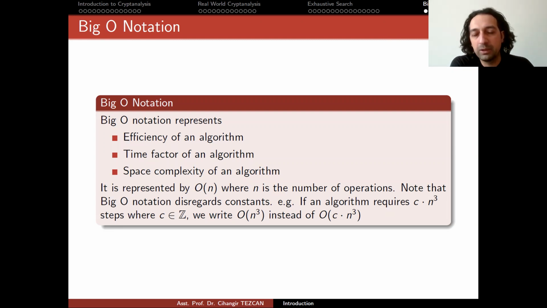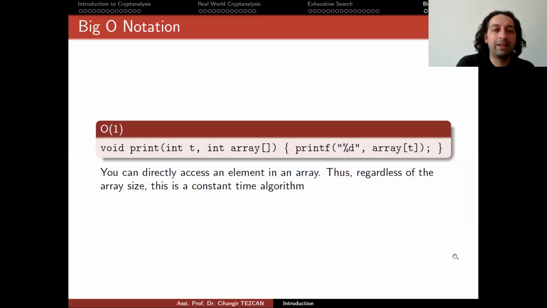For example, if an algorithm requires c times n cube steps, where c is just an integer, or actually it doesn't have to be an integer, it can be a constant real number, we write O(n cube) instead of O(c times n cube). So we disregard the c, but of course this doesn't mean that the constant is not important. In some algorithms it really affects the running time of the algorithm, but we don't write it in the big O notation. An example is the constant time algorithm. So when we say O(1), we actually mean a constant time algorithm.